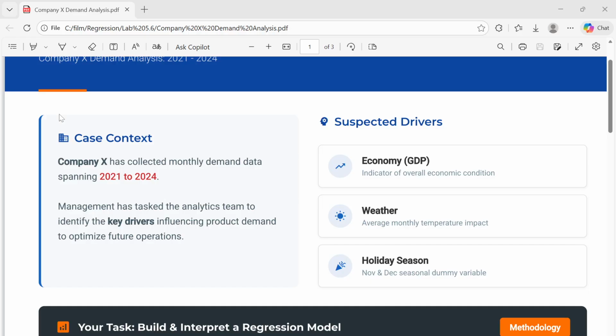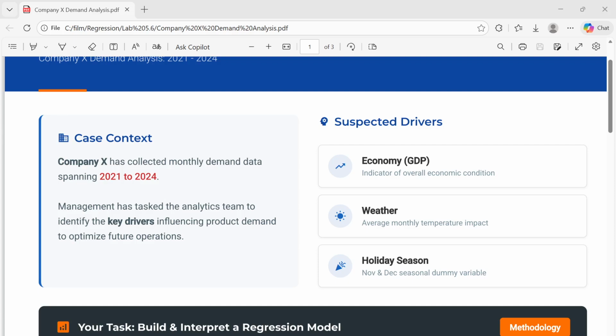Problem. Company X, for example, has collected monthly demand data from 2021 to 2024 and wants to identify the key drivers of product demand. Management suspects that demand may be influenced by, number one, the overall economy, GDP; the average monthly temperature, which is called weather; and finally, the holiday season.